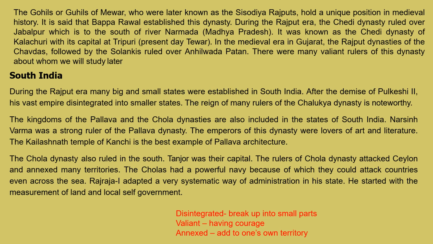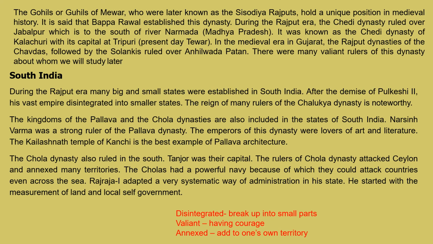Narsivarma was a strong ruler of the Pallava dynasty. The emperors of this dynasty were lovers of art and literature. The Kailashnath temple of Kanchi is the best example of Pallava architecture.